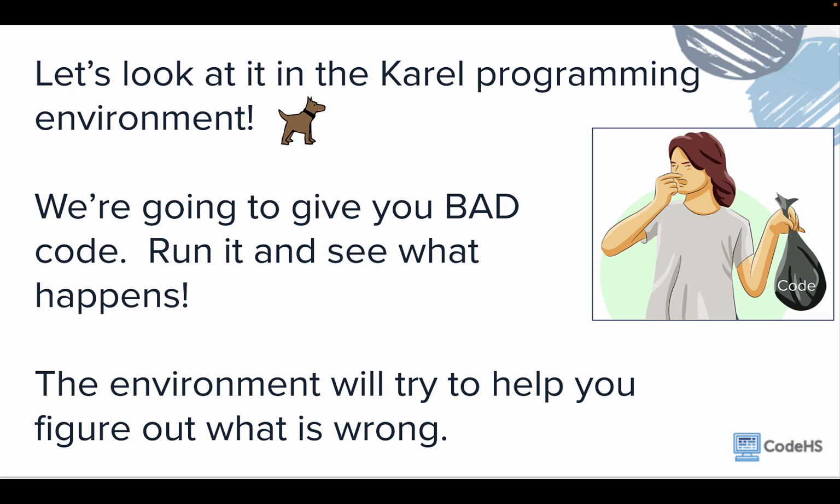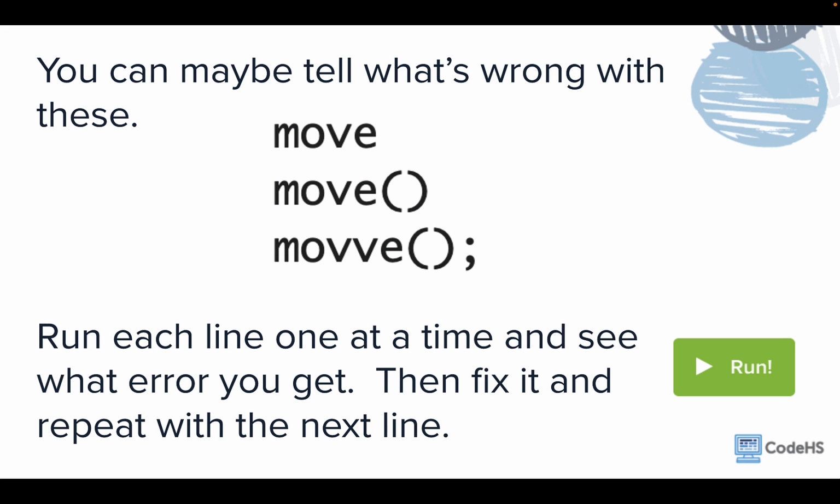Now we're going to look at code in the Karel programming environment. We're going to actually give you some bad code, and we want you to run it before fixing it to see what happens. And what you're going to see is the environment will help you figure out what is wrong. You can maybe already tell what's wrong with these when you look at these three commands. When you go into this coming exercise, you're going to run the code. Run each one and see what error that you get. Then fix that line and then repeat with the next line. You're going to use this green run button each time that you want to test your code.